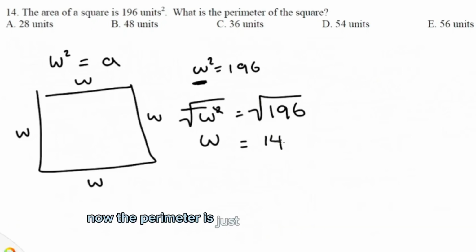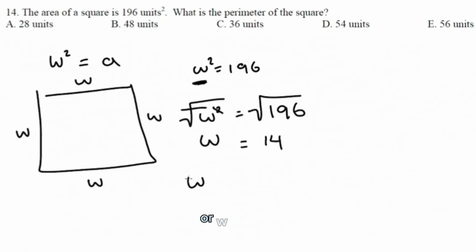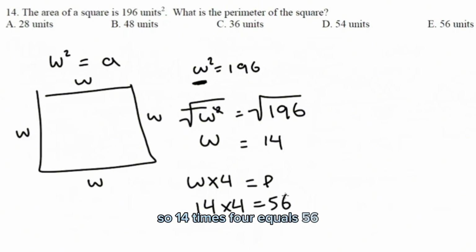Now the perimeter is just the sum of all four sides, or all sides of a shape. In this case, a square has four sides, and they're all even. So the way you find the perimeter of a square is just the side length times 4, or w times 4 equals the perimeter. We know that w is 14, so 14 times 4 equals 56, and that's your answer.